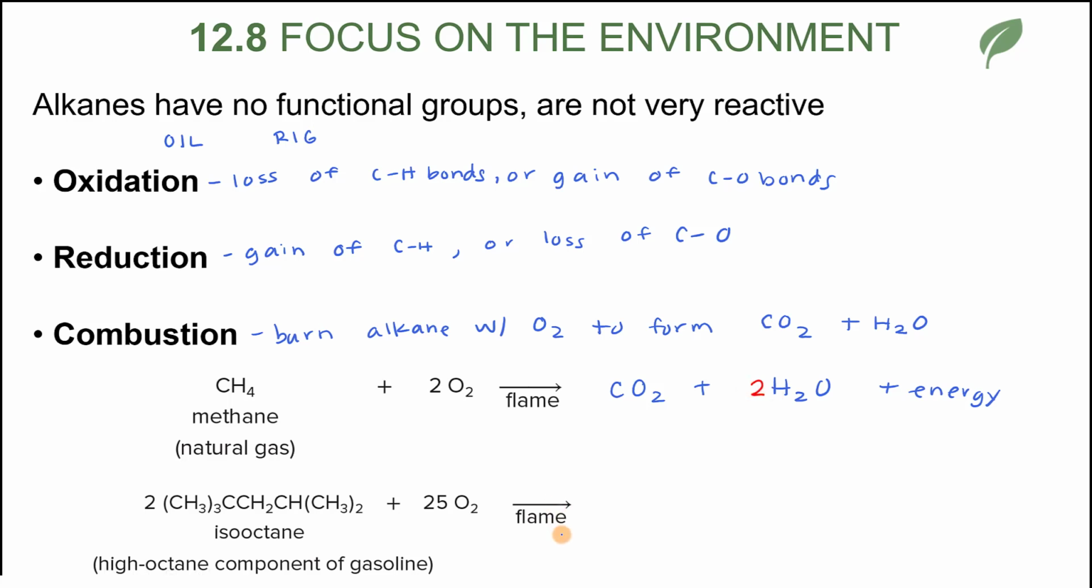For isooctane, which is a high octane component of gasoline, we add a flame to that. I'm going to get CO2 again. The products of these combustion reactions are always carbon dioxide and water. But the stoichiometric ratio is going to change. So for this one, if you go through and balance it, we'll need 16 carbon dioxide plus 18 water in order to balance that out.